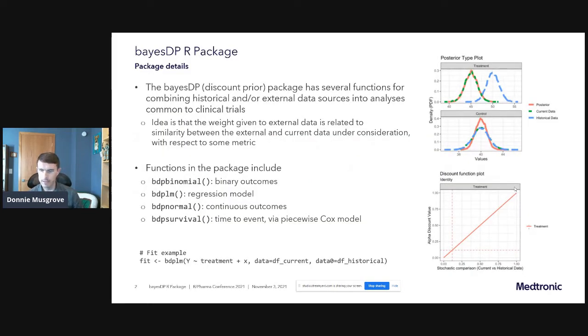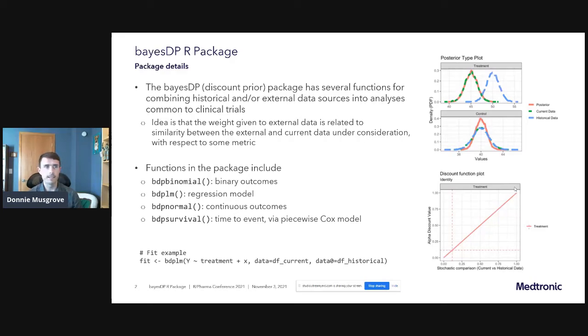So just a little background on the package. I'm going to be talking about the package, the development process, and its ultimate use in a clinical trial. I'm going to focus just a little bit on the actual utility of the package. So the bayesDP package, DP standing for discount prior, has several functions for combining historical or external sources of data into analyses common to clinical trials.